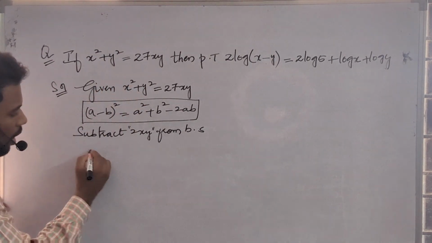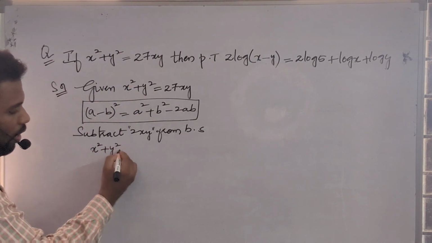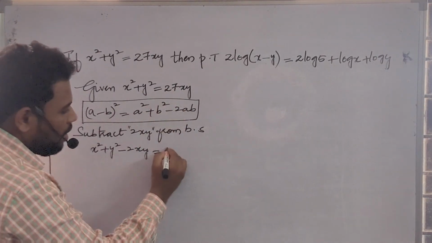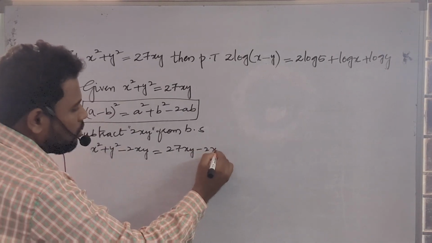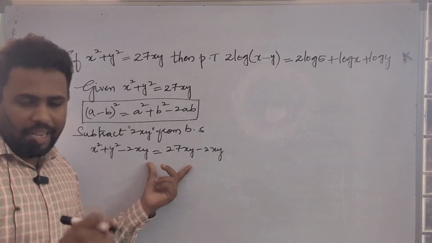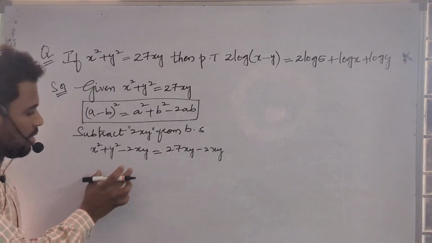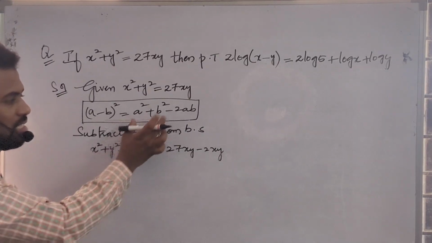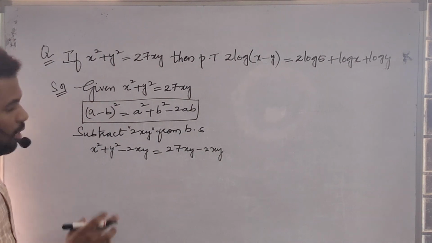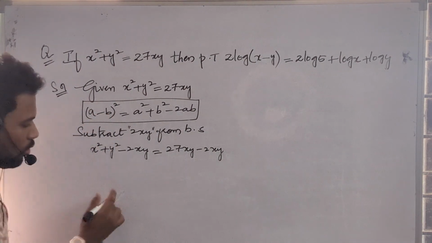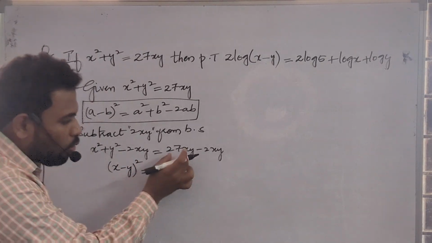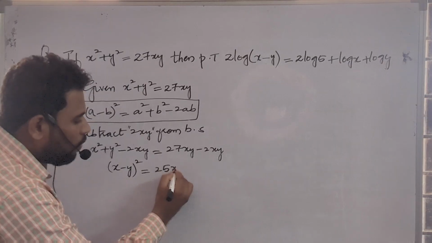So what is on the left hand side? x square plus y square. Now we subtract 2xy, equals what is given here, 27xy, minus 2xy. Now after subtracting we can see that x square plus y square minus 2xy is in the form of a square plus b square minus 2ab, and the formula is (a minus b) whole square. a means x, b means y. So here we can write (x minus y) whole square, which equals 27xy minus 2xy, equals 25xy.